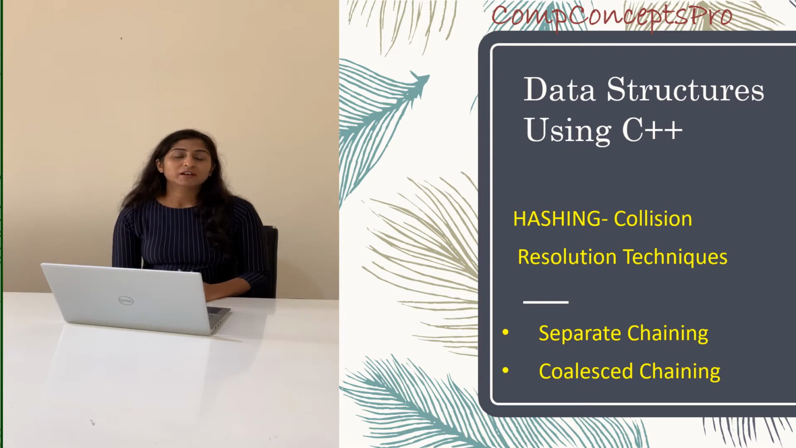I hope you very well understood the concept of hashing that I explained in my last video. Today I will tell you what is collision in hashing, and we will also discuss two of the collision resolution methods, which are separate chaining and coalesced chaining.